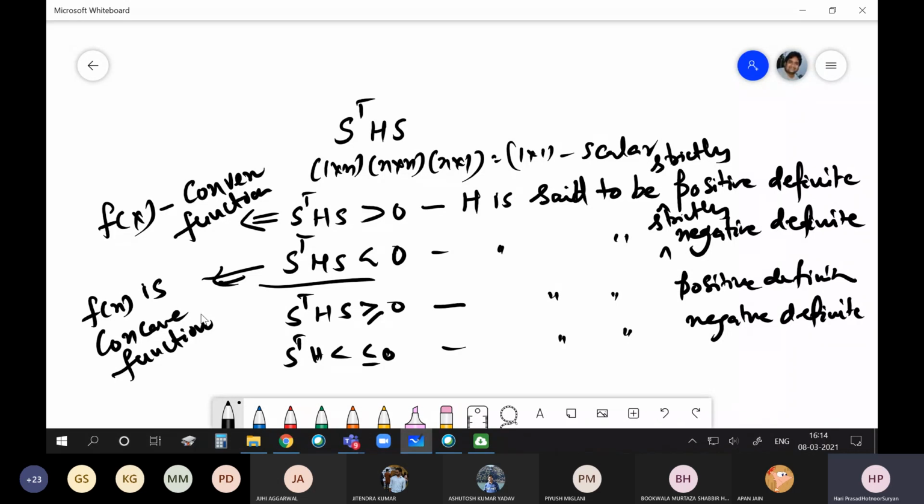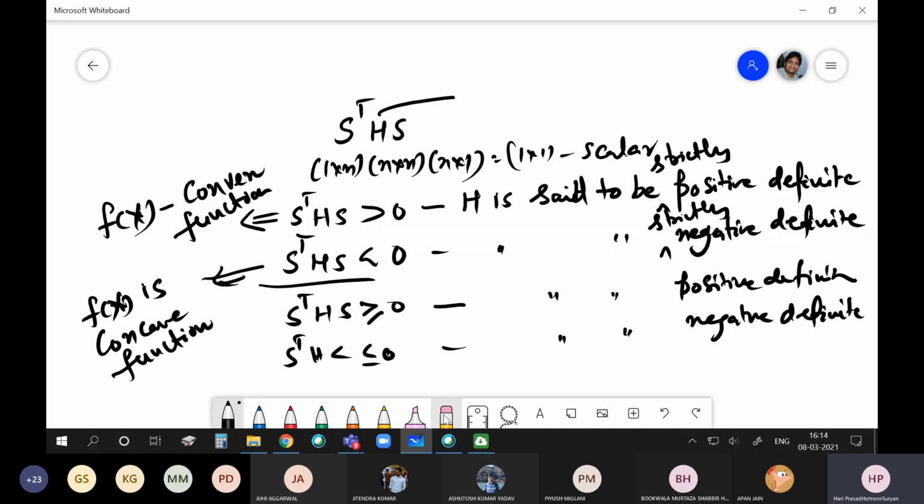Similarly, if the Hessian matrix is negative definite, then the function f of x, where this is capital X, is a concave function, and we will have a maximum, and whatever maximum you get will be the global maximum. So the question now is, how do we prove that this Hessian matrix is either positive definite or negative definite?